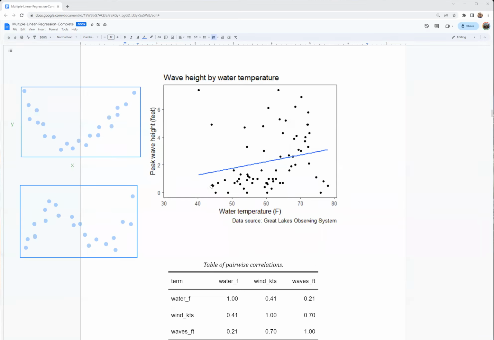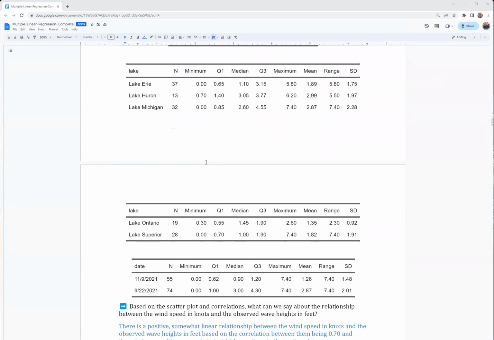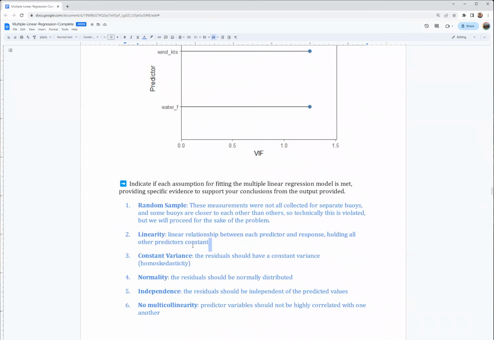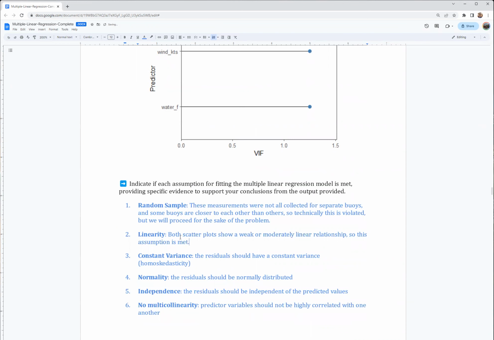Here, it's more just like, maybe there's a linear relationship and it's just really weak. It's not super clear what's going on. So yeah, this does not violate that linearity assumption here, I would not say. So we'll say both scatter plots show a weak or moderately linear relationship. So this assumption is met.